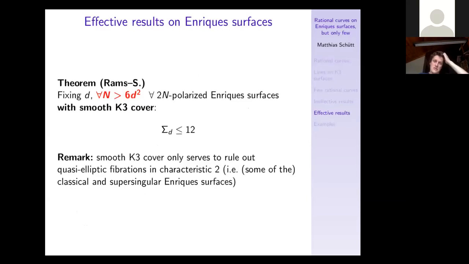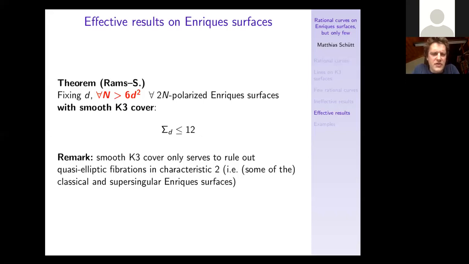And now I'll tell you the effective results for Enriques surfaces, not for K3s, and I'll tell you in a second why Enriques. So we had n has to be big enough. Now we just choose n greater than 6d squared, where d, the degree, is fixed again. And the claim is for every 2n polarized Enriques surface with smooth K3 cover, there are at most 12 rational curves of degree at most d.